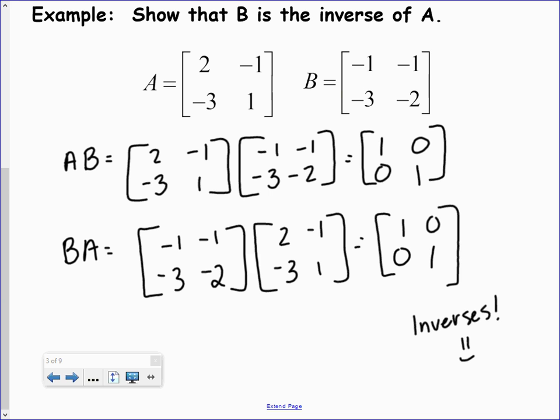Okay. So that's why we would talk about identity, because when you multiply by an inverse, you get the identity value.